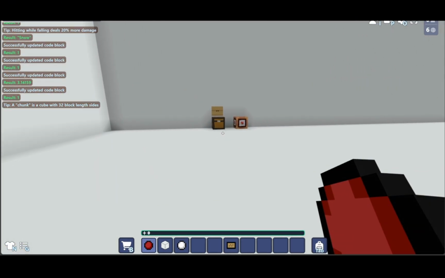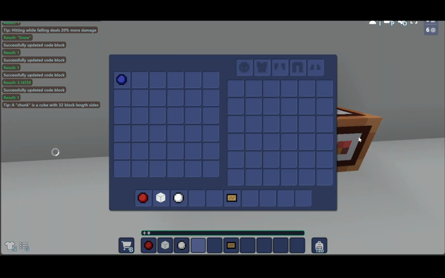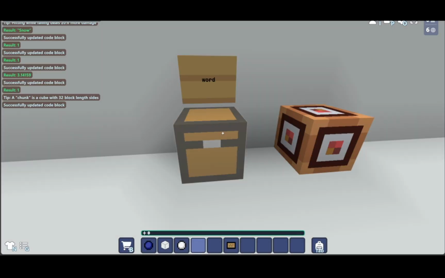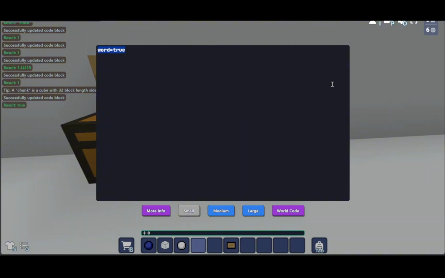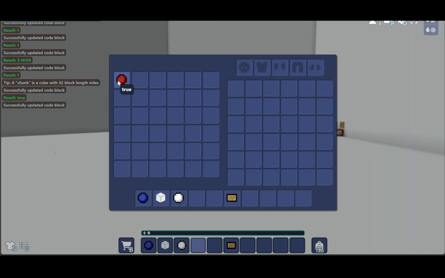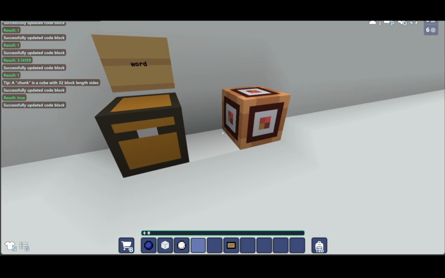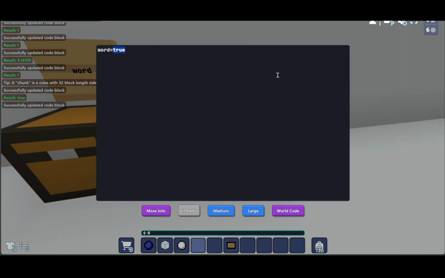Now if we store it in here like this, it will be the equivalent of word equals true. It can also be false. You just need to write it in lowercase.